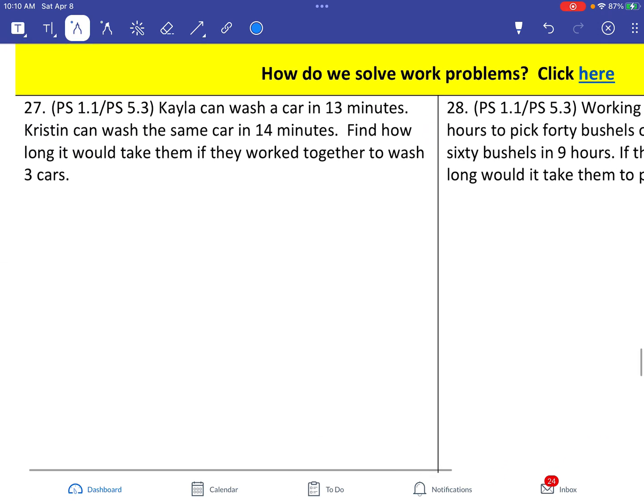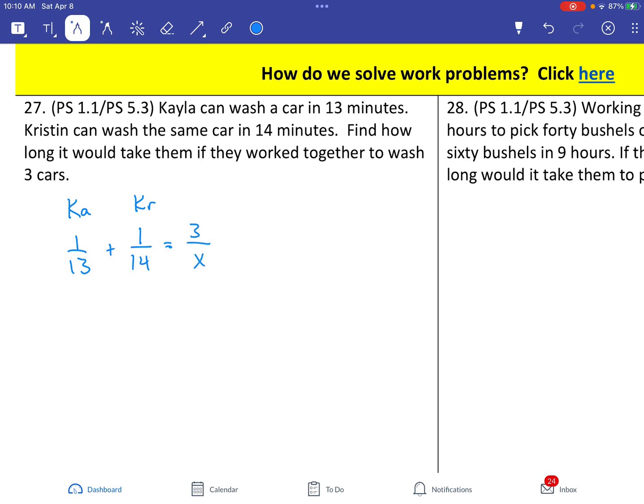All right, Kayla can wash a car in 13 minutes. So we have Kayla. She can wash one car in 13 minutes. Kristen can wash the same car in 14 minutes. Find out how long it would take them if they worked together to wash 3 cars.